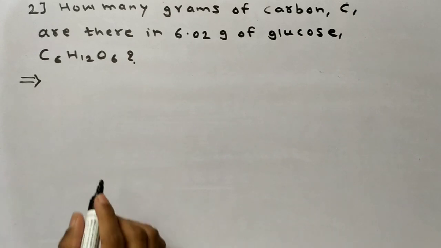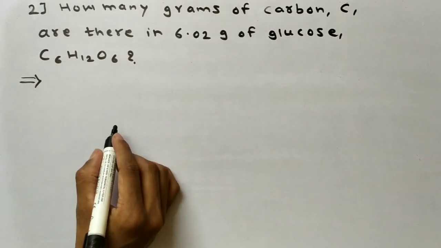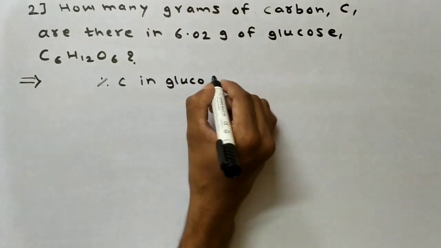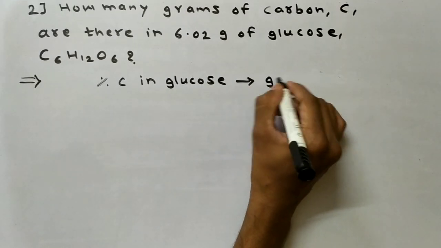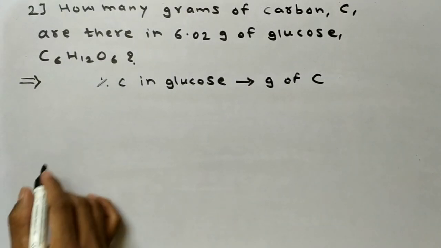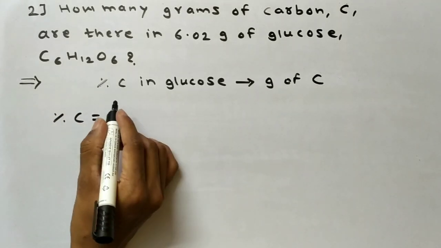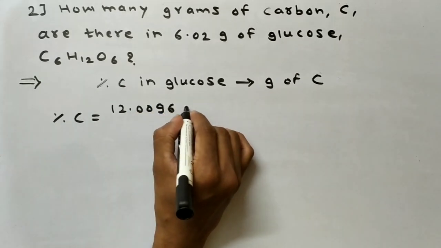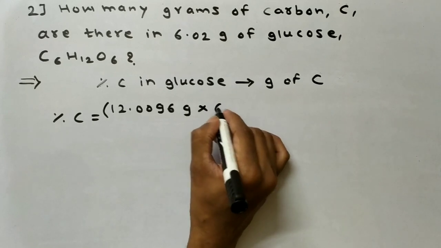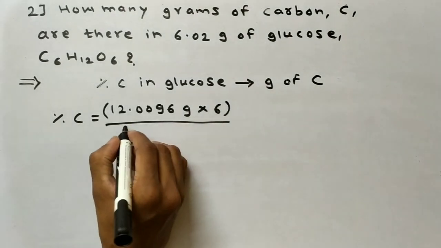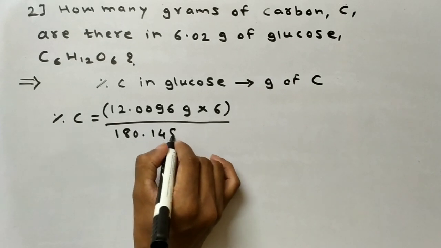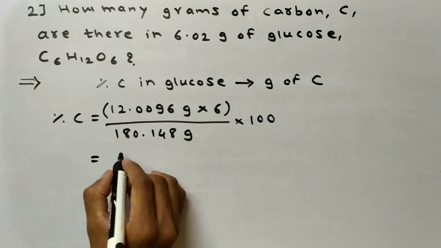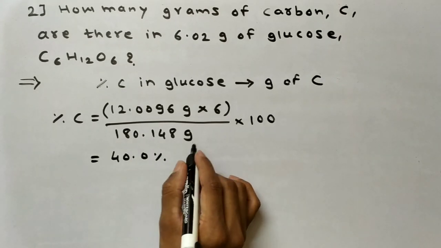Let's take the second example. To determine the grams of carbon from 6.02 grams of glucose, we need to determine the percentage of carbon in glucose, and then we'll determine the grams of carbon. So firstly we'll determine the percentage of carbon. The atomic mass or molar mass of carbon is 12.0096 grams, and the number of carbon atoms is 6, divided by the molar mass of glucose, 180.148 grams, and multiplied by 100. Now we'll get the percentage, which is 40.0% of carbon.